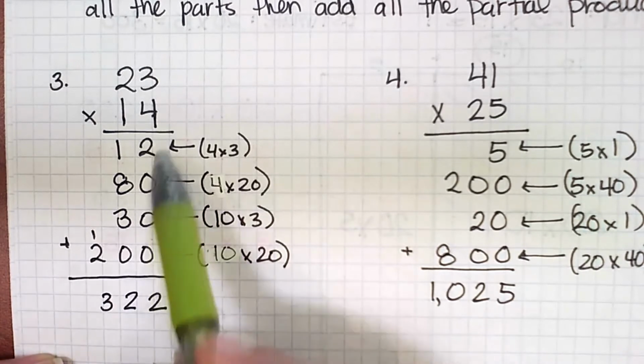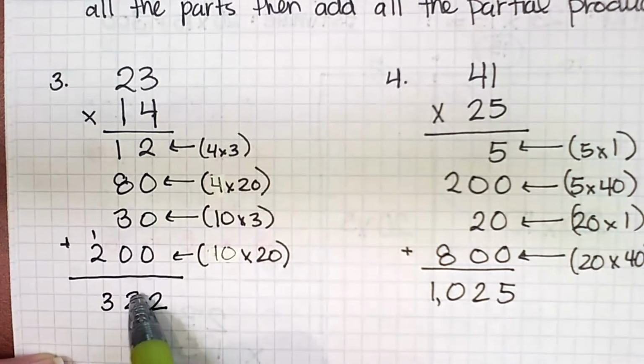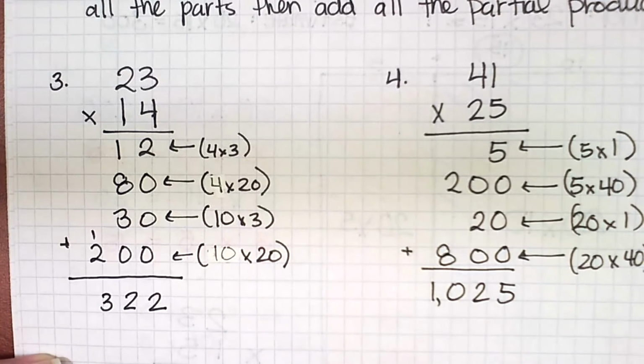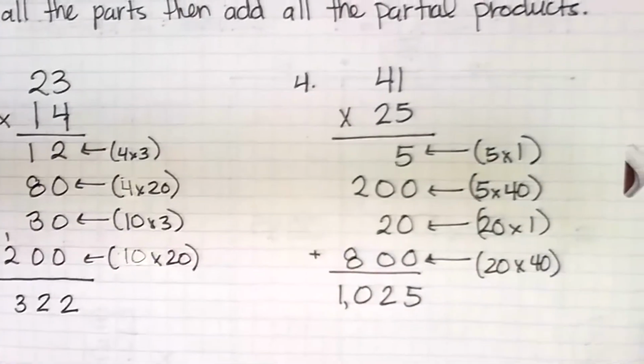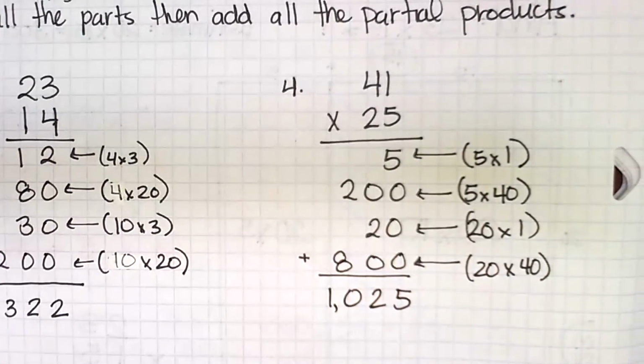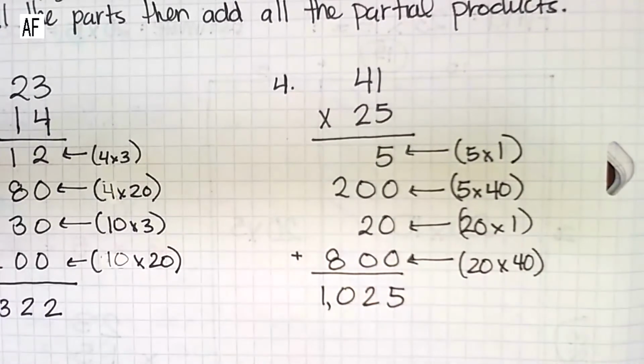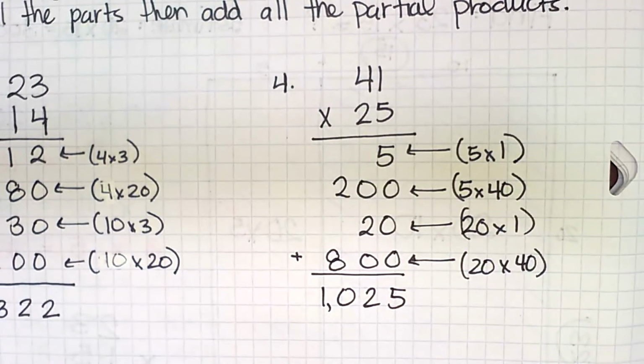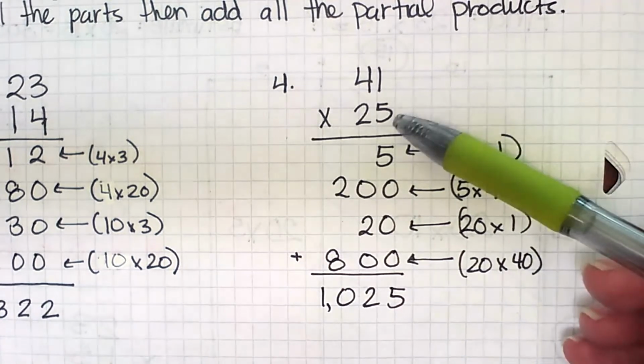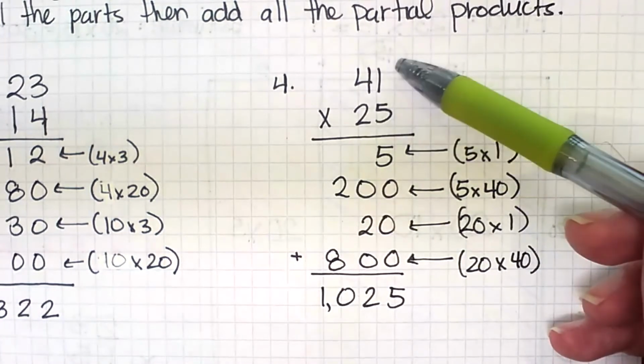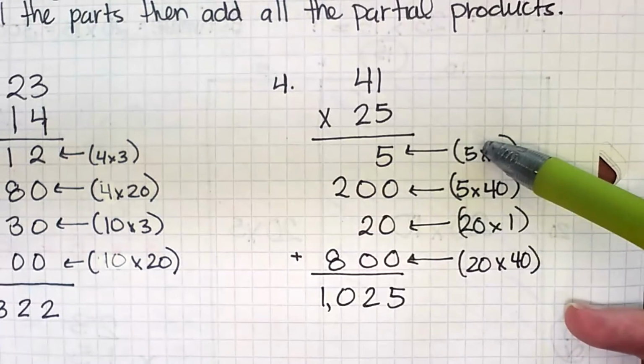I add those partial products together to find my answer of 322. For number 4, we're doing the same process. So again, working with those partial products, working with one digit at a time. So we start with the ones place, ones times ones. So 5 times 1 gave me 5.